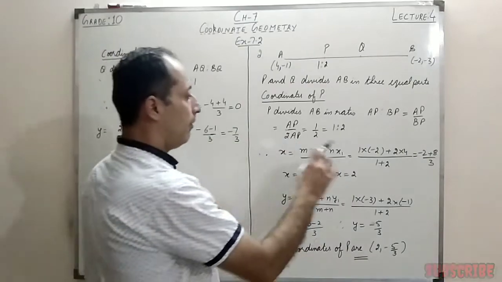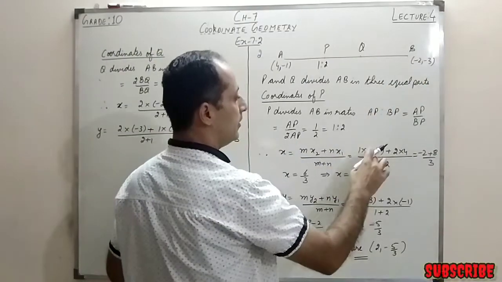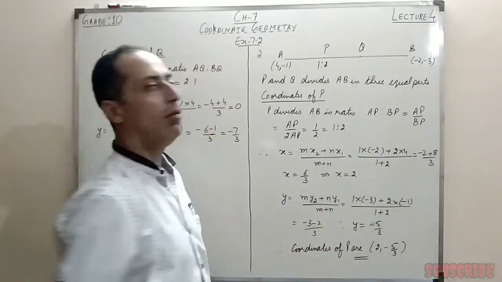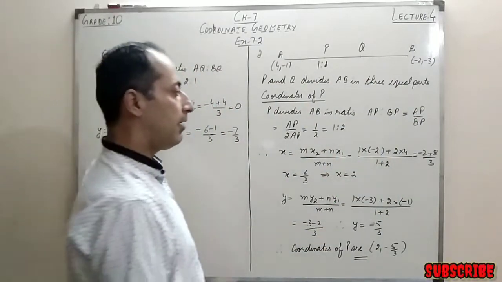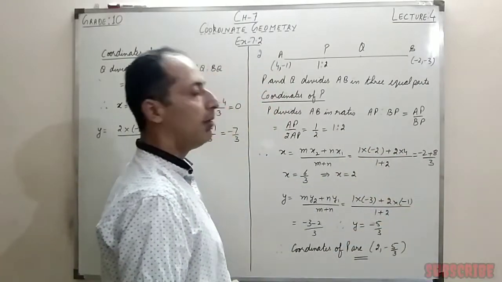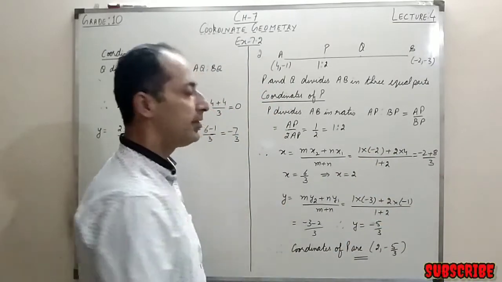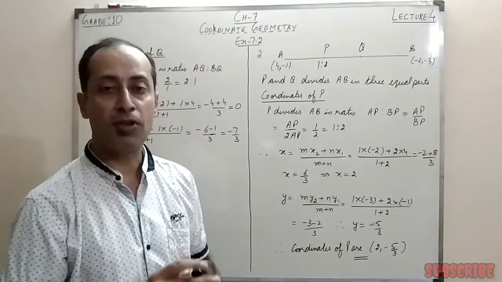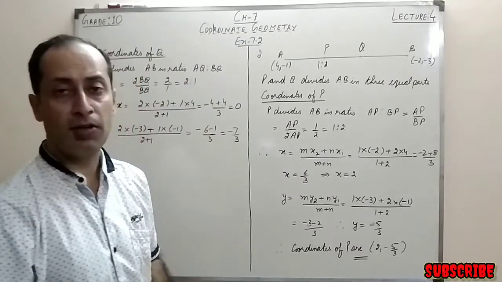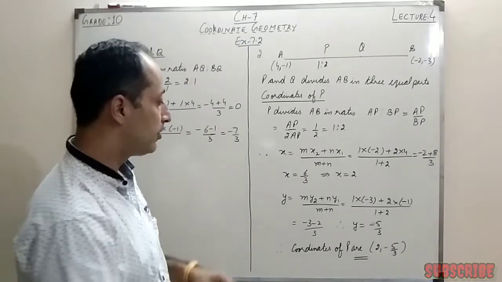So we have 1 into -2 plus 2 into 4 upon 1 plus 2, right? So that will be equal to, now 1 into -2 is -2, 2 into 4 is 8, upon 3. So we get the x coordinate of P as 2. Similarly, we can find the y coordinate of P also.